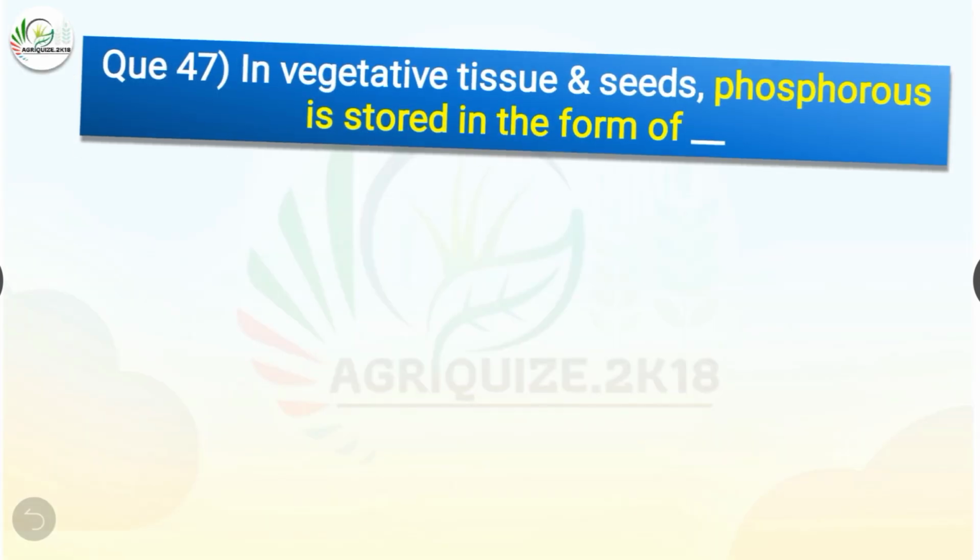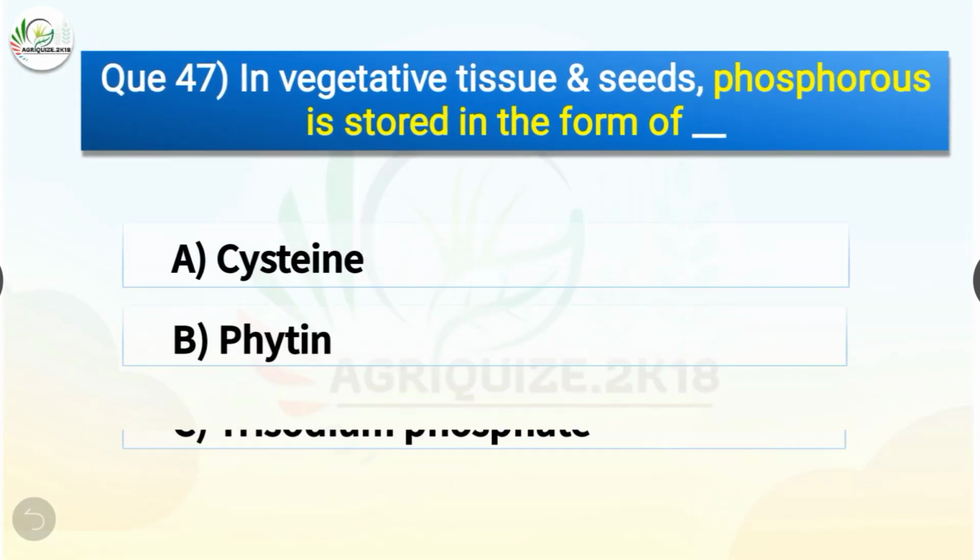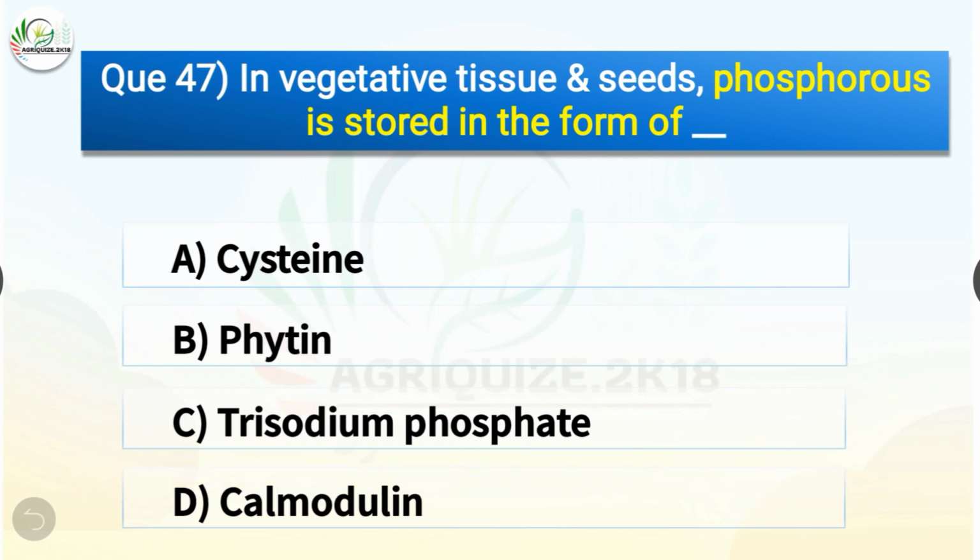Question number 47. In vegetative tissue and seeds, phosphorus is stored in the form of dash. The options are cysteine, phytane, trisodium phosphate, or calmodulin. The correct answer is option B, phytane. So in vegetative tissue and seeds, phosphorus is stored in the form of phytane.